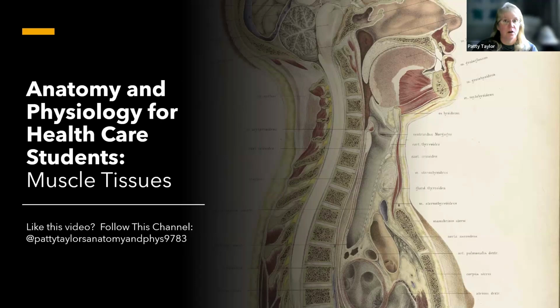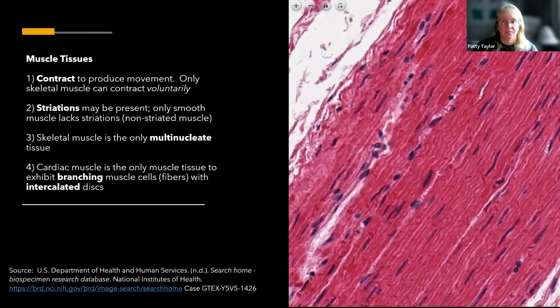In this video, we'll be talking through muscle tissues. So muscle tissues are built for contraction. Contraction that occurs voluntarily can only occur through skeletal muscle tissue. Otherwise, cardiac and smooth muscle tissue contract involuntarily. You may also see striations, which is a banding pattern, kind of a striping. You'll see that in two types, but you won't see it in smooth muscle tissue.